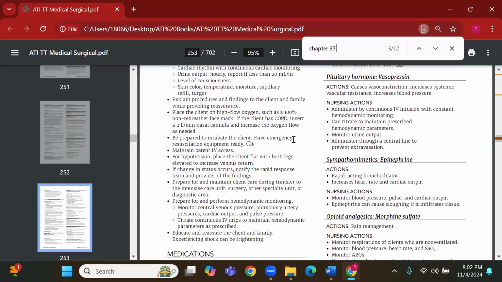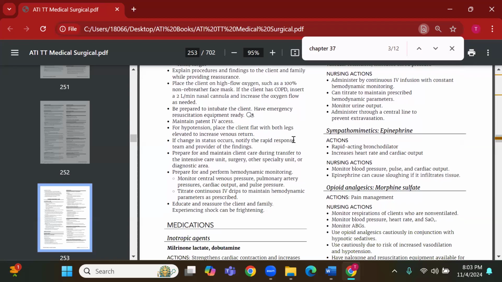Place the client on a high flow oxygen, such as 100% non-rebreather mask. I don't know if they're going to ask that, but that's pretty specific. If the client has COPD, insert a 2 liters per minute nasal cannula and increase the oxygen flow. So if they have COPD, of course we can't give them 100% non-rebreather. We can't. Be prepared to intubate.